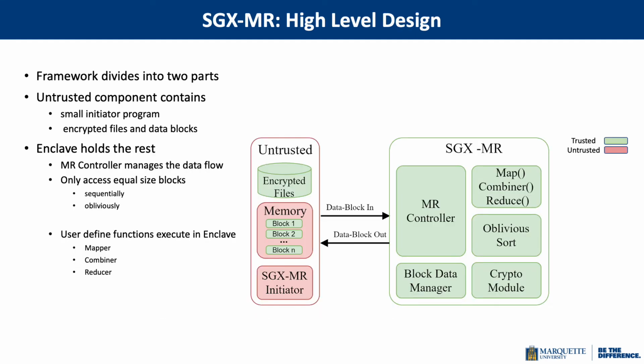Here we can see the high-level design of SGX-MR. We divide the framework into two parts: the trusted part and the untrusted part. The untrusted component contains the small initiator program that starts SGX-MR, and also the encrypted files and data blocks. Enclaves hold the rest of the components of SGX-MR, where the MR controller manages the data flow between the enclave and the untrusted memory. It only accesses equal-sized blocks, either sequentially or using an oblivious algorithm, to access the untrusted memory. And the user-defined functions, such as the mapper, combiner, and reducer, also execute in the enclave.